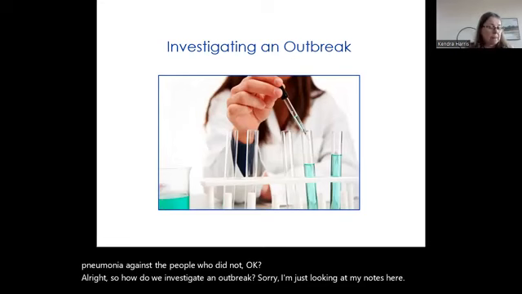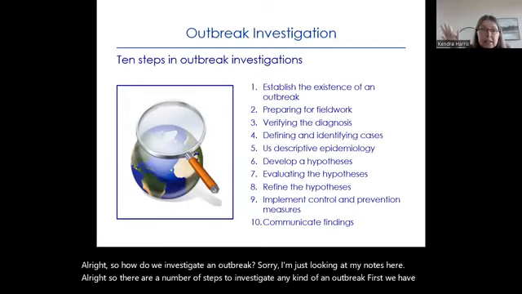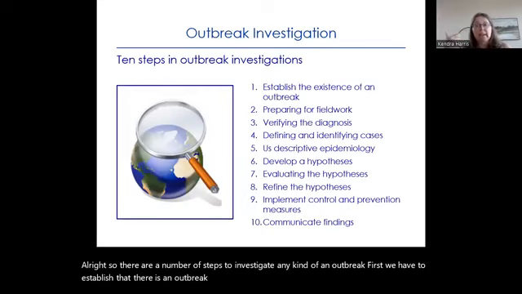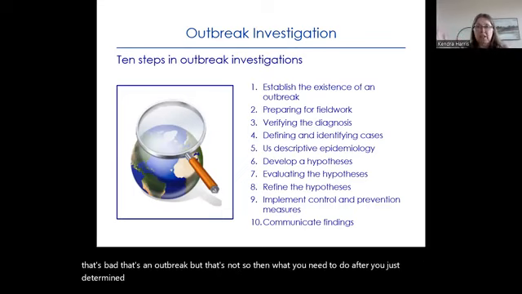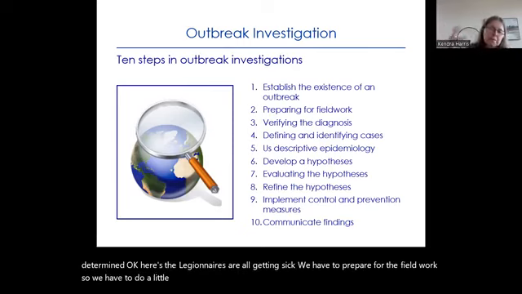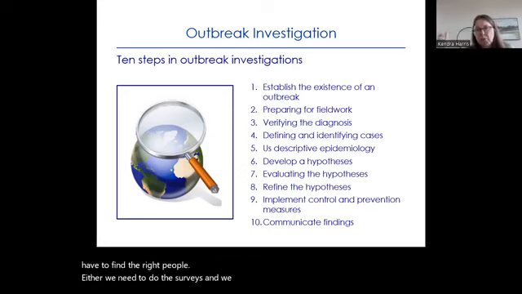All right, so there are a number of steps to investigate any kind of outbreak. First, we have to establish that there is an outbreak. If you have one case of food poisoning at a restaurant in 2 months, that's probably not an outbreak, even though the person who gets it feels like that's bad. Then, after you've determined, okay, here's the Legionnaires, they're all getting sick, we have to prepare for the field work. We have to do a little background information. We have to bring in some charts. We have to find the right people. Either we need to do the surveys or we need docs to look at the hospital records. So we need to do a little bit of background prep.